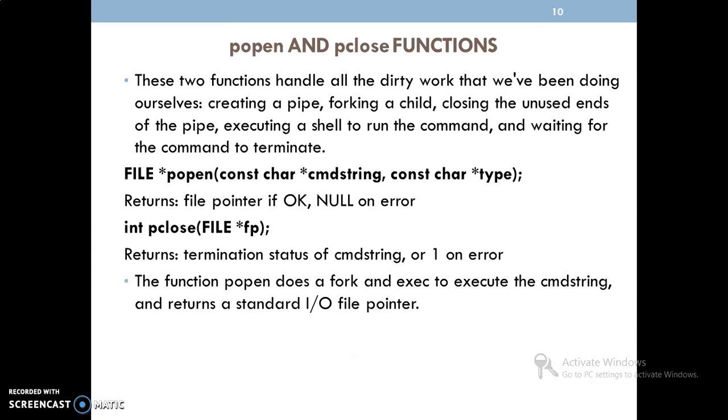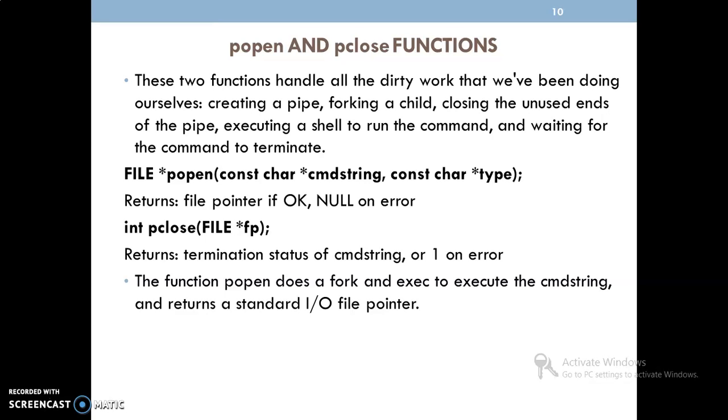The popen and pclose functions handle all the dirty work that we have been doing ourselves. Don't take a negative meaning from dirty work; it means the manual work we do in the program, like creating the pipe, forking the child, closing the unused ends of the pipe, just what we did with parent and child, executing a shell to run the command, and waiting for the command to terminate. So these things we are doing manually.